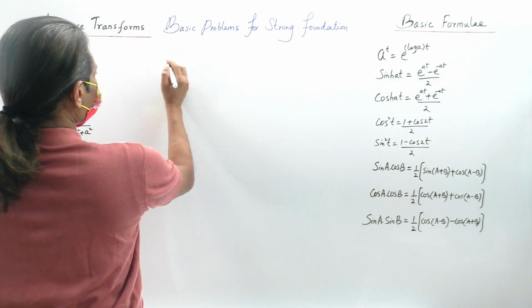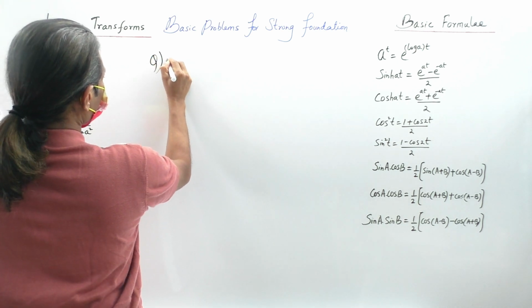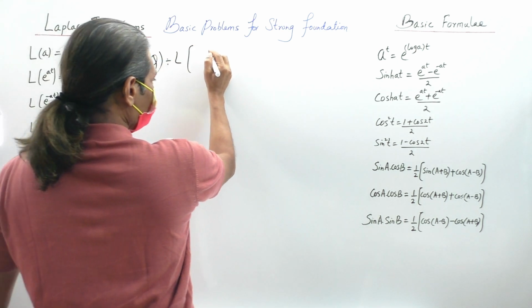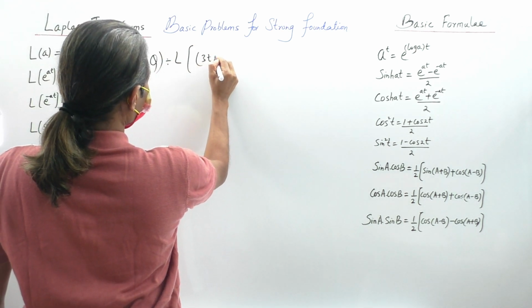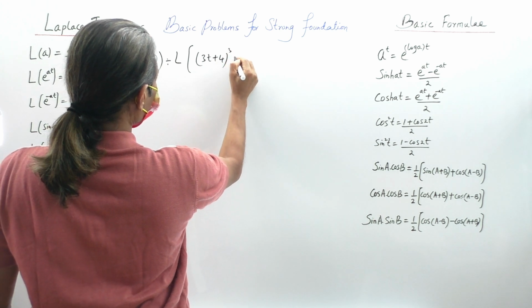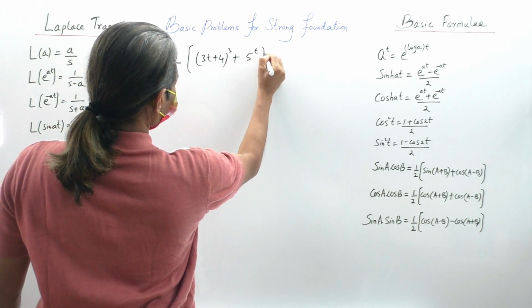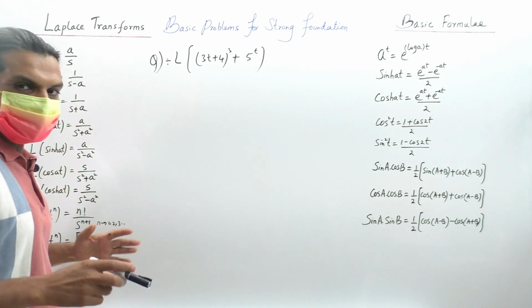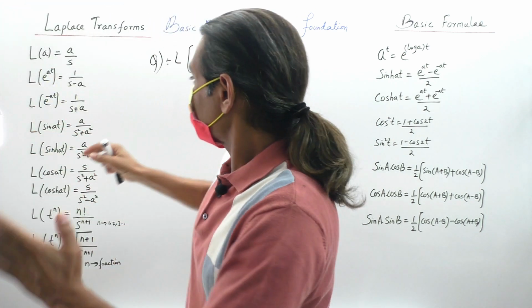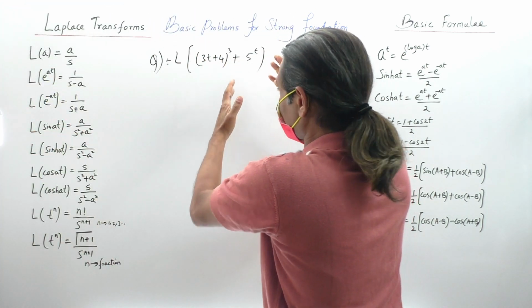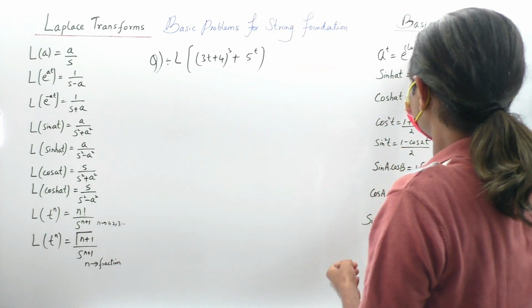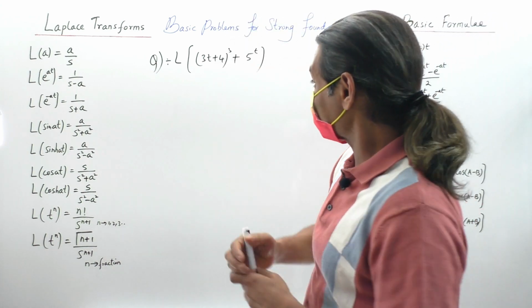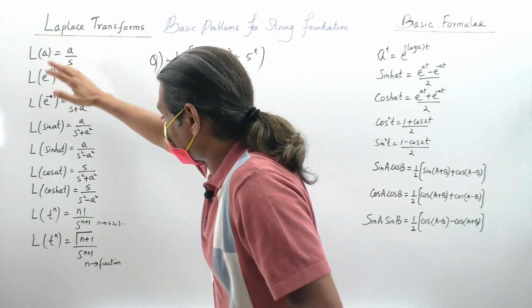Let's say a question like I'll give: Laplace of (3t plus 4) the whole cube plus 5 raised to t. Okay, let's solve this. Now, is this question standard? No, it's not. Why? Because there's a whole cube here. This 5 raised to t means e raised to log of 5 into t. We have already done such questions. But for the whole cube, there is no such standard form.